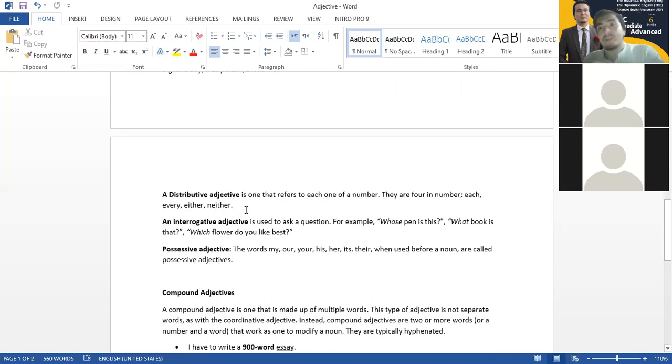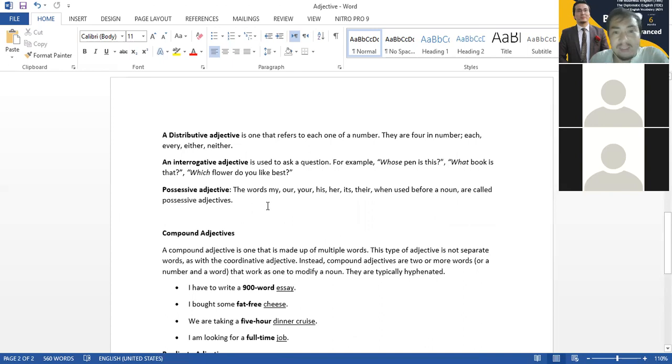Distributive adjective also shows about the number, but there are 4 distributive adjectives: each, every, either, or neither. These 4 are all distributive adjectives. Each, हर एक, every, हर एक, either आया, neither एक भी नहीं. The interrogative adjective is used to ask about the question, like whose, what, which, where. These are interrogative adjectives. Possessive adjective, yesterday we discussed about my, your, his, her, its, our, their.